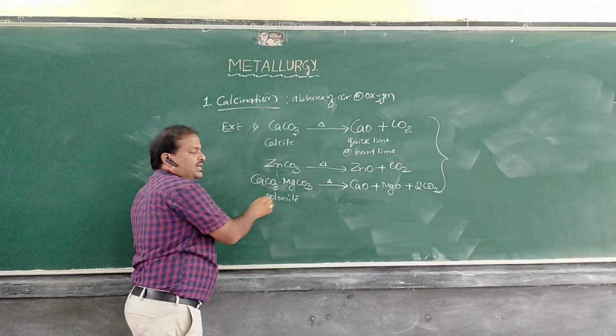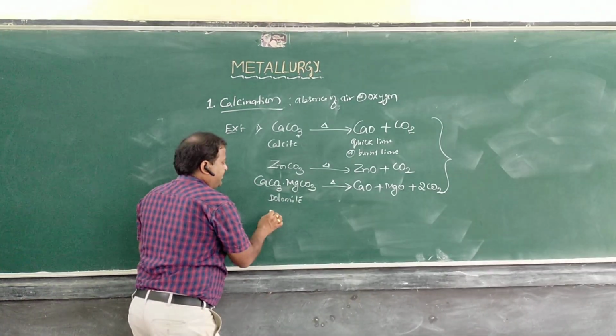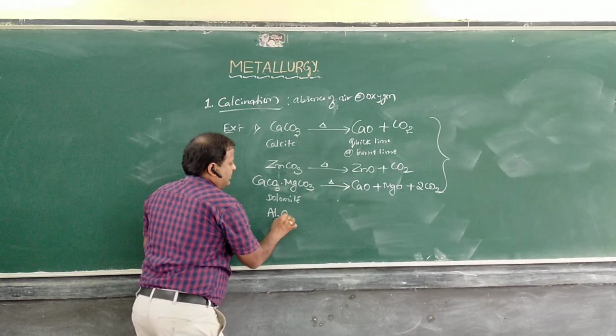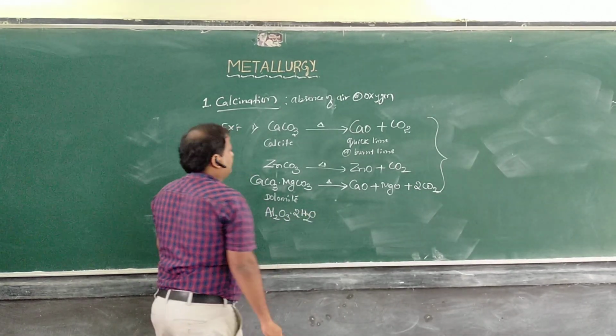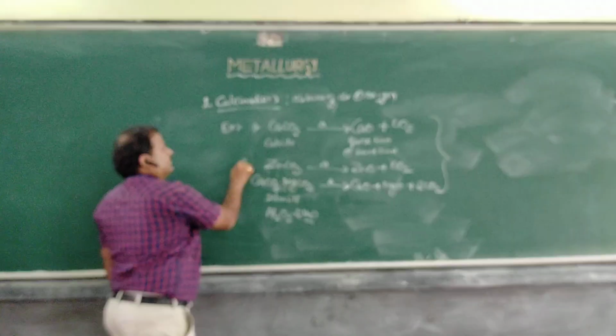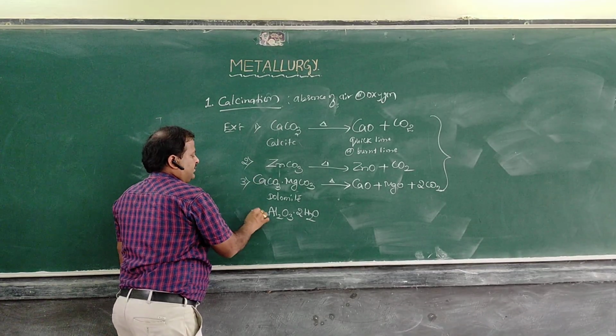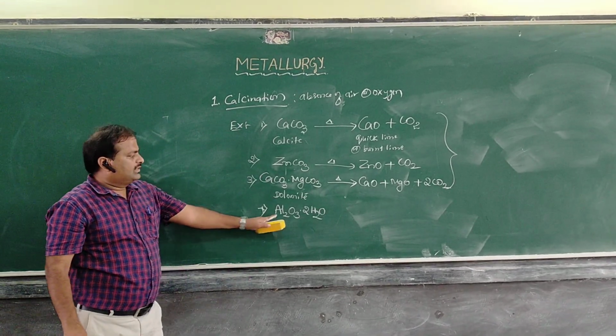So in case of oxide ore, we take the example bauxite. Second example, in case of oxide ore, this is bauxite.